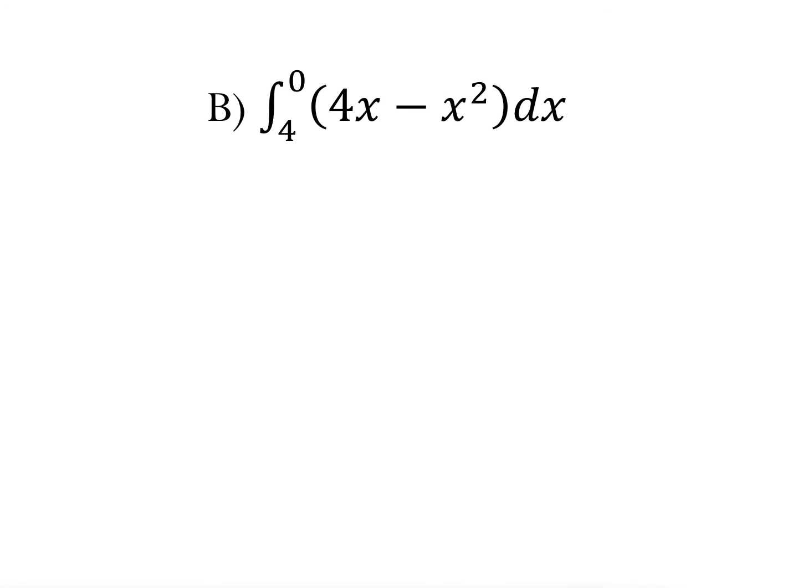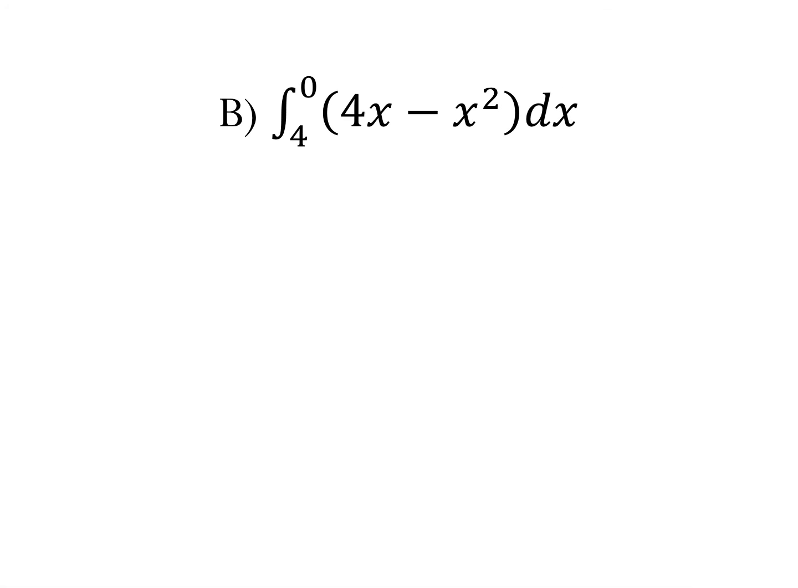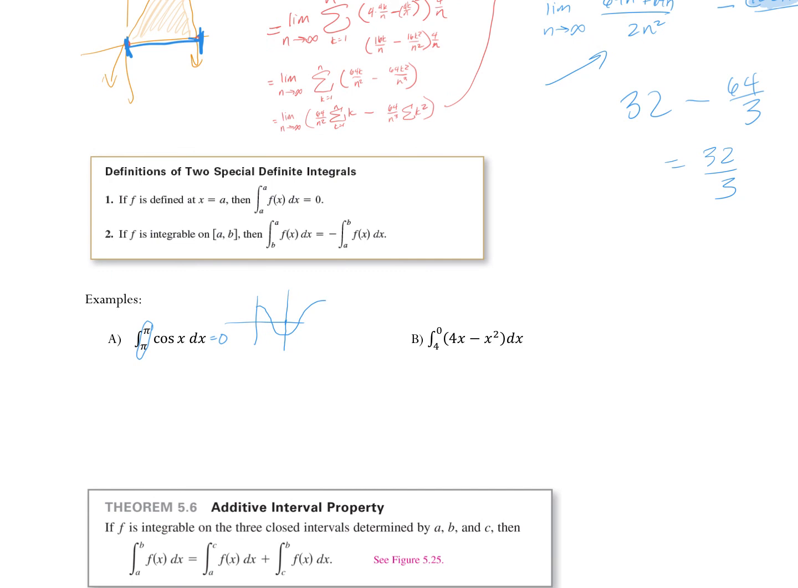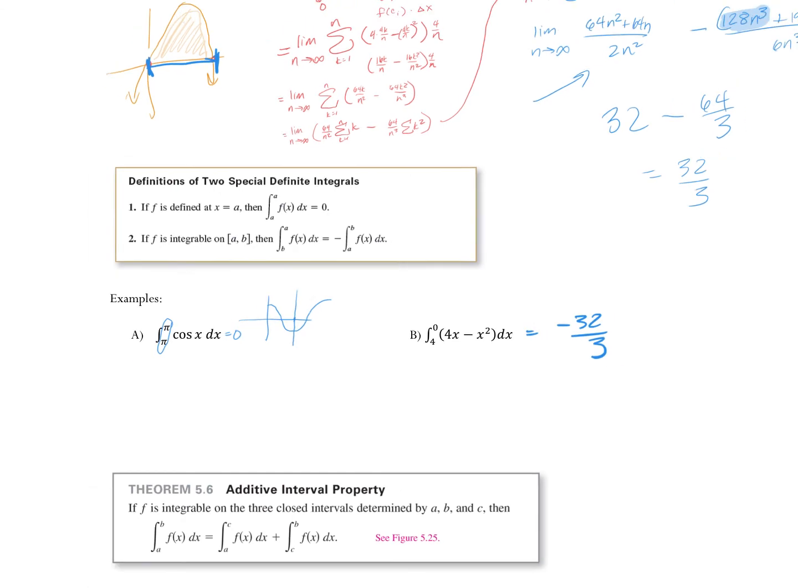What about this one? This looks terrible, doesn't it? So up here, we did the area from 0 to 4, and we got 32 over 3. Do you notice that I chose the exact same function here? But now I'm working backwards. So we can kind of think of it as a negative width, because it's going in the other direction. So what is this integral? Negative 32 over 3. How are we feeling? All right, now one more.